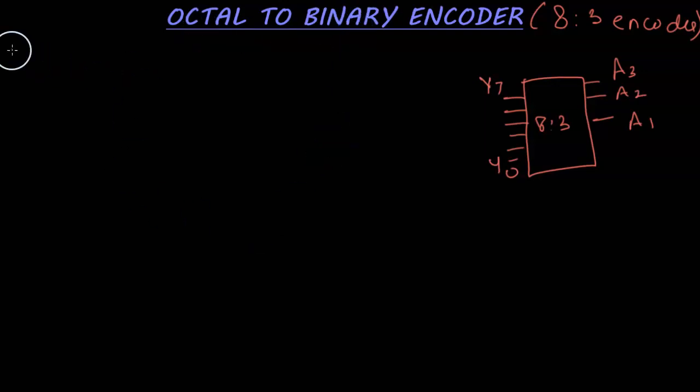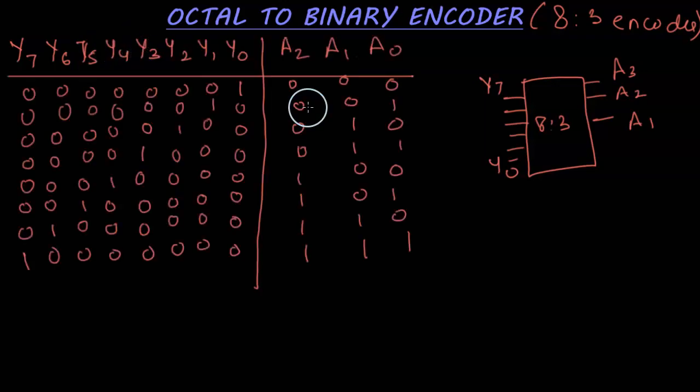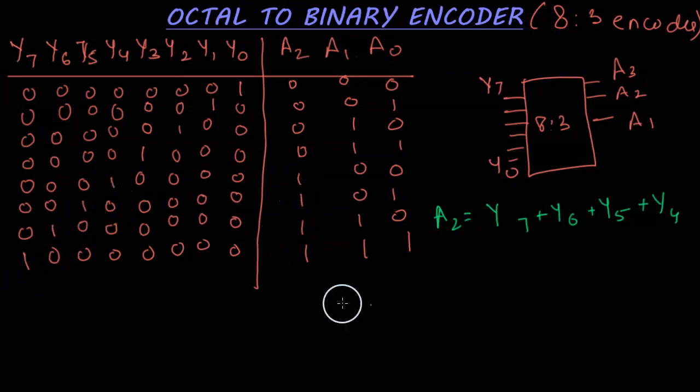So let us see the truth table for it. So we have 8 inputs, Y7, Y6, Y5, Y4. So here we have the truth table of our octal to binary encoder with 8 inputs and 3 outputs with 8 combinations. Now let us see what the equations for the outputs will be. So we have A2, which is Y7 plus Y6 plus Y5 plus Y4. We can see A2 is 1 when Y4, Y5, Y6 or Y7 is 1.